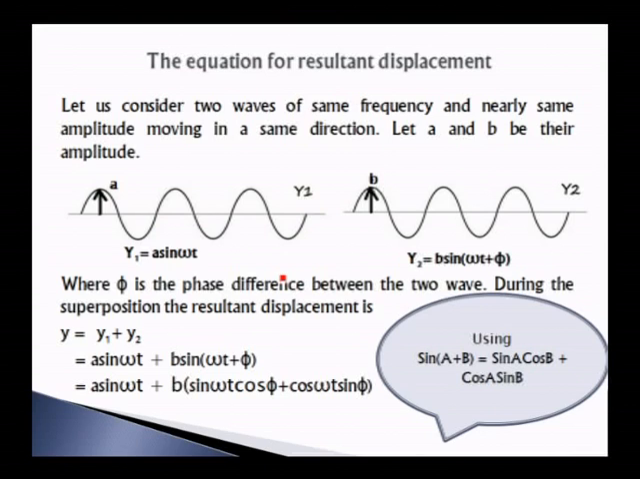Now, let us try to prove mathematically the resultant displacement of two waves when they undergo interference. What could be the resultant amplitude? For this, let us consider two waves. Let us assume their frequencies are almost the same, and that both waves have the same amplitude and are moving in the same direction. Here we have considered this one wave and this another wave. Both waves are moving in the same direction.